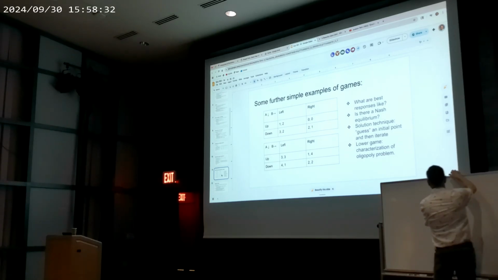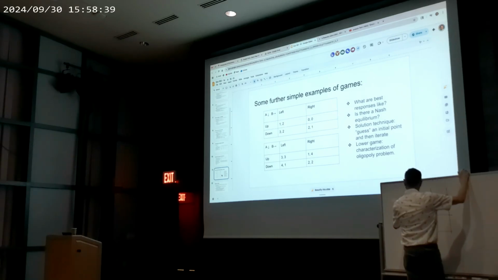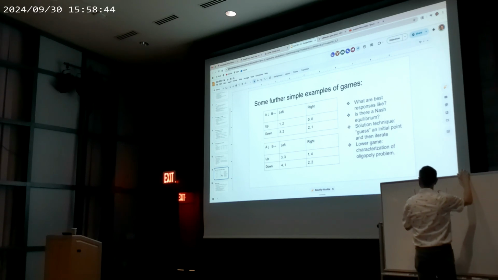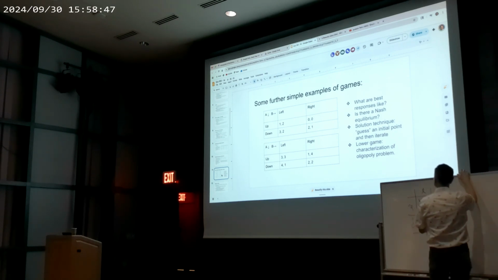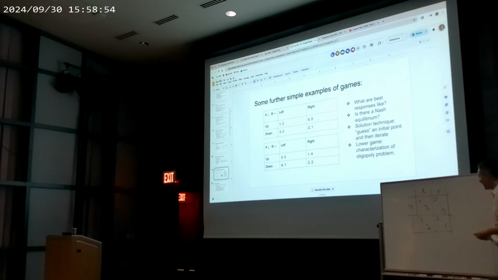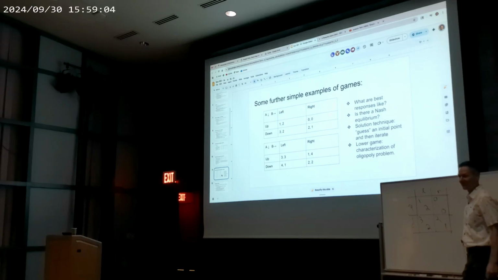So let me just see here. I'll write this out. So here we have up, down, left, right. 1, 2, 0, 0, 2, 1, 3, 2. Now, if I'm looking at this game here, one of the first things I might notice is that the player choosing rows has a dominant strategy, right?